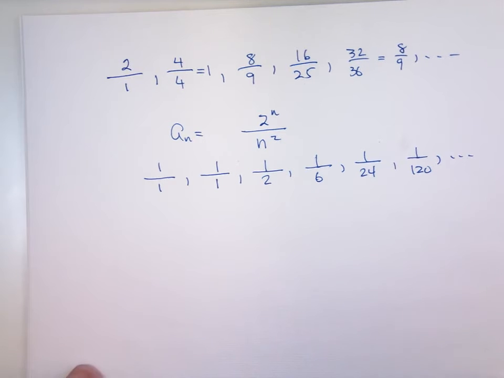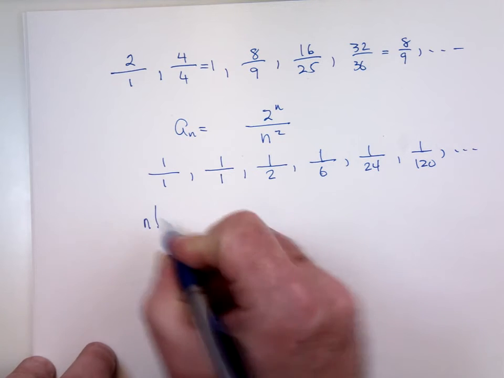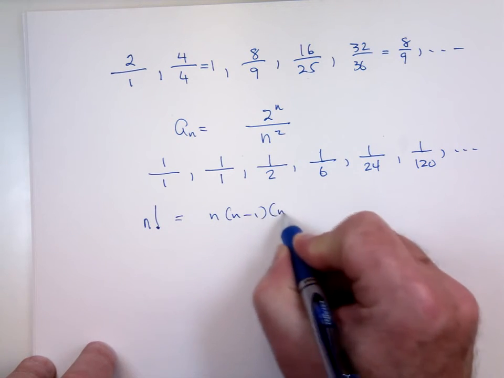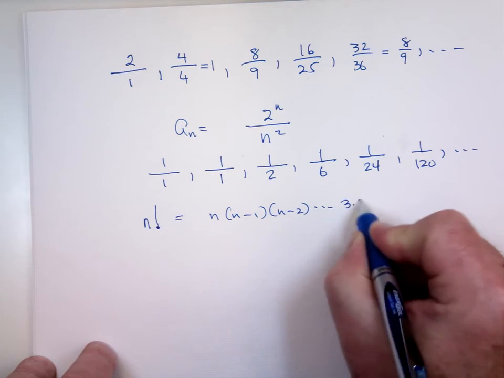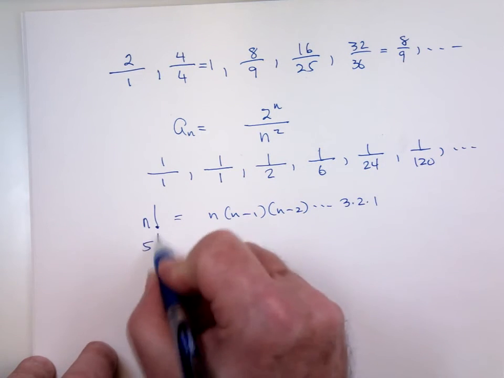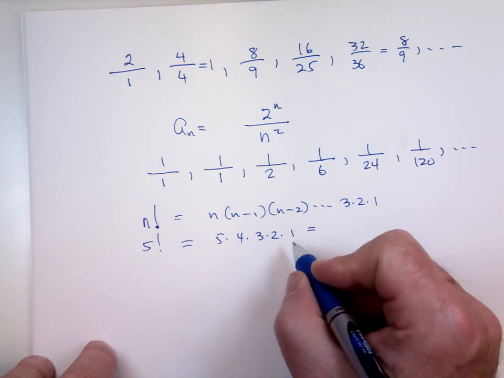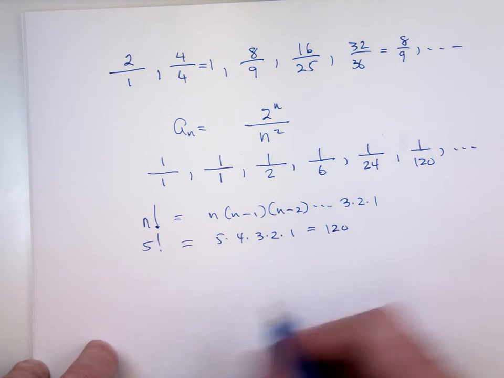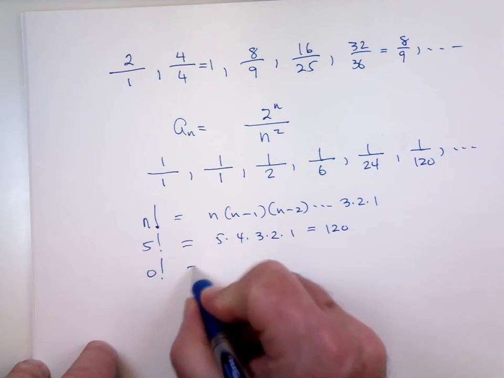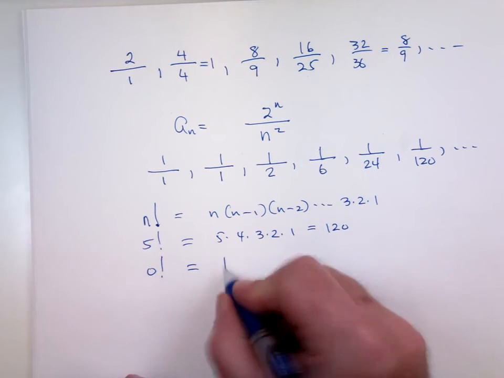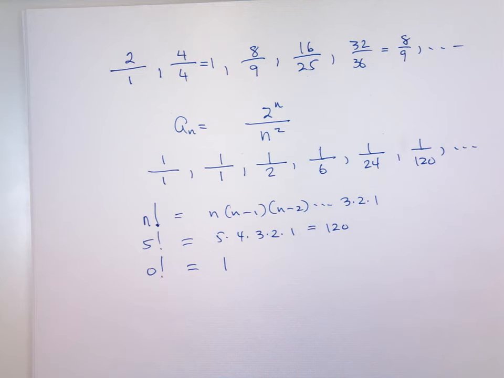And we're going to run across factorials a lot. n factorial, exclamation point, means n times n minus 1 times n minus 2 down to 3 times 2 times 1. 5 factorial, 5 times 4 times 3 times 2 times 1, is 120. You have to know that 0 factorial is equal to 1. Your calculator knows that. Your calculator will have factorials, exclamation point on there. You give it a 0 factorial, it will give you 1. It knows what it is.